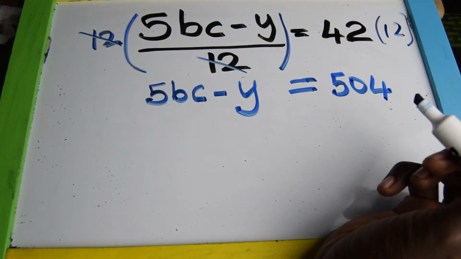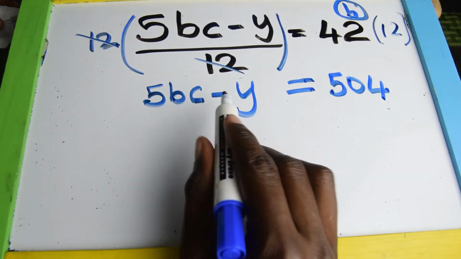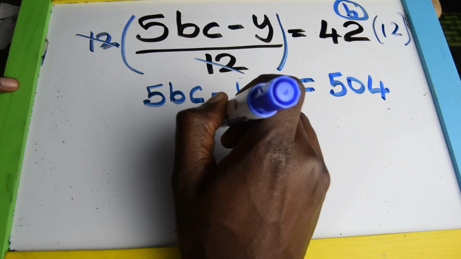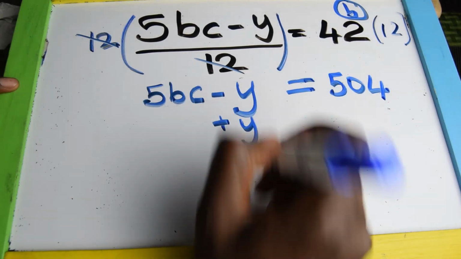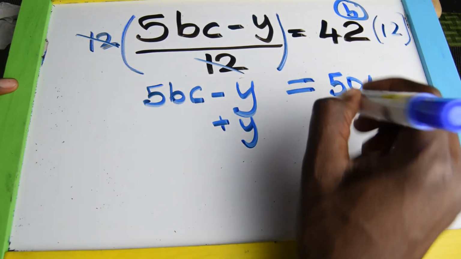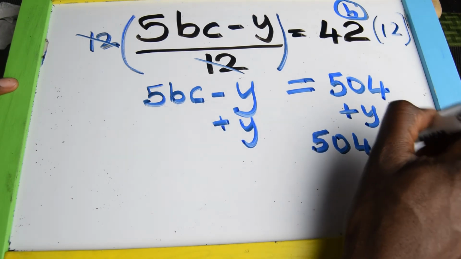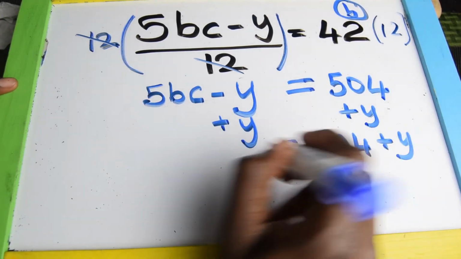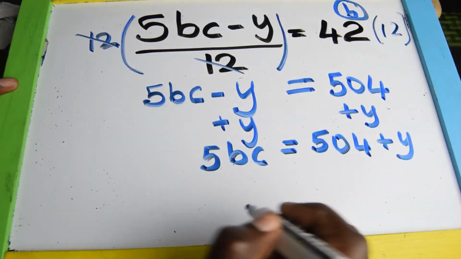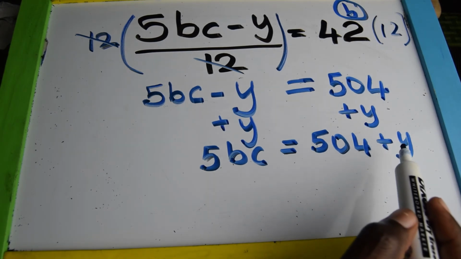What are we looking for? We are looking for b. So let's look for how to get b out there. There's a negative y here. The inverse operation of negative y is plus y. So I'll add y here and add y here. Now if you add y, this side will be 504 plus y, and this side you have 5bc. 5bc equal to 504 plus y.